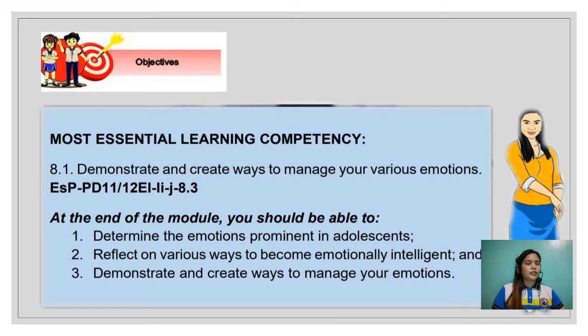In today's lesson, the most essential learning competency is to demonstrate and create ways to manage your various emotions. At the end of the lesson, you should be able to first, determine the emotions prominent in adolescents; second, reflect on various ways to become emotionally intelligent; and third, demonstrate and create ways to manage your emotions. Since you already know our target for this module, are you ready to learn more? Good luck.